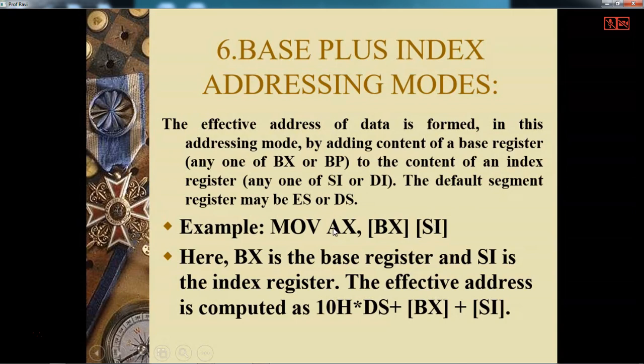then from the memory location you are going to move 16-bit data into AX. So then the effective address will be calculated like DS multiplied by 16 plus the content of BX plus the content of SI. So that particular operand, the memory location content, is going to be moved into AX. It is base plus index, both registers, base registers like BX or BP and index register like SI and DI, the contents are going to be moved into AX.